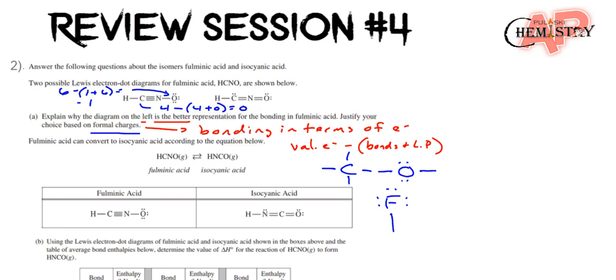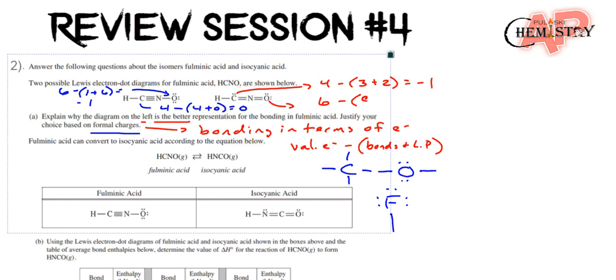Going to this one, that carbon brings 4 to the table. And then how does it share it? I have 3 bonds plus 2 electrons. So that is -1. And this oxygen brings 6 to the table. And then I have 2 bonds plus 4. So you look at that and you go, they're the same numbers. -1 and 0 and 0 and -1.